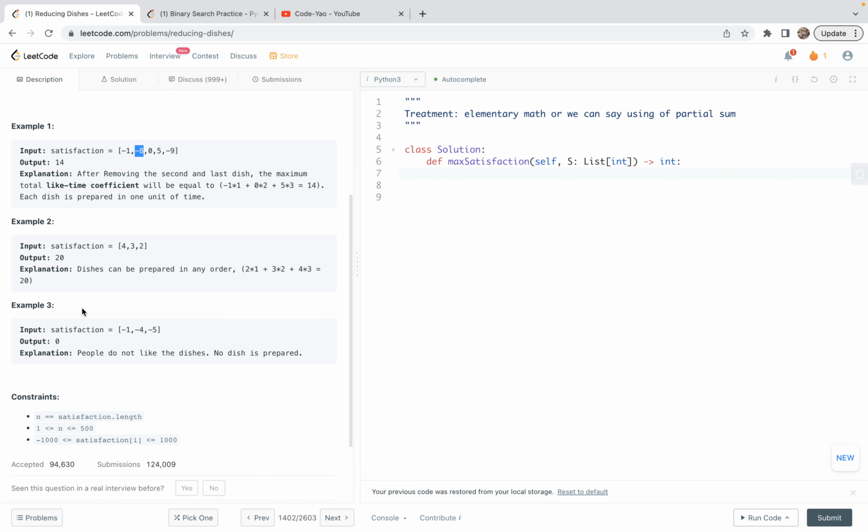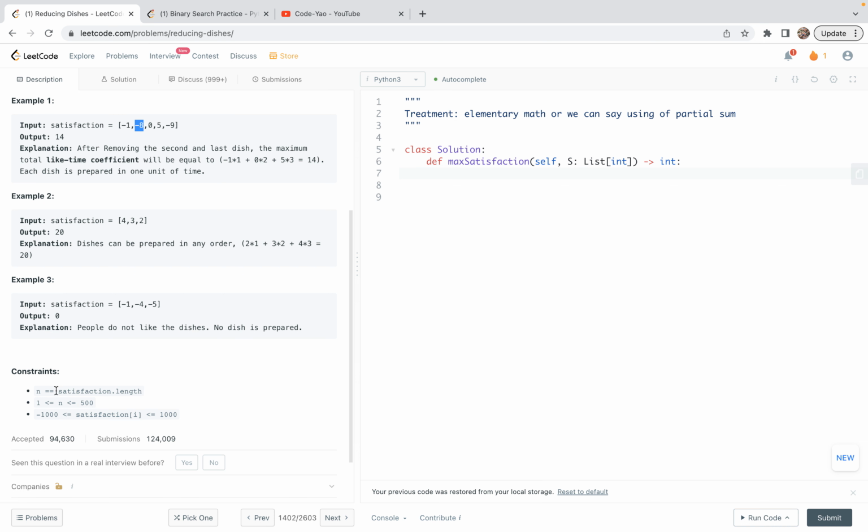Before we do the analysis, let's first look at the constraints. First, the list satisfaction has a length n, and n is bounded below by 1 and bounded above by 500. This basically gives us the problem size upper bound. And the last one is also important: the level, in other words the satisfaction[i], can be negative, right? With that said, we are ready to do the analysis.